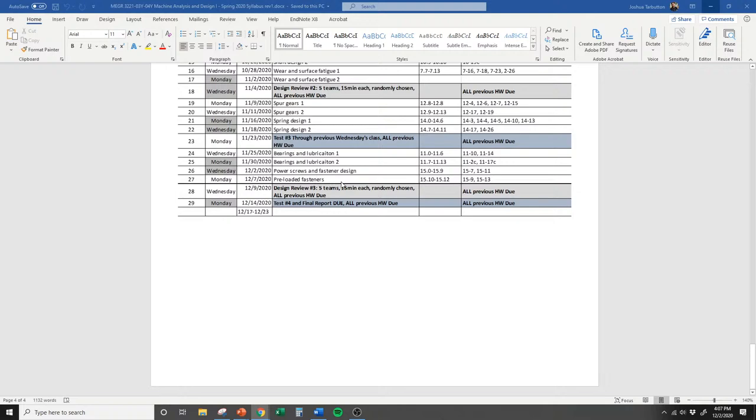So really, after today's lecture, we only have two more lectures on power screws and preloaded fasteners. Power screws are what you see for car jacks and stuff like that. And then for fasteners, it's more interesting that you understand the standards and how to find the stresses in the fasteners. The preloaded fasteners is an important topic because it has to do with fatigue and how we apply preloads to systems.